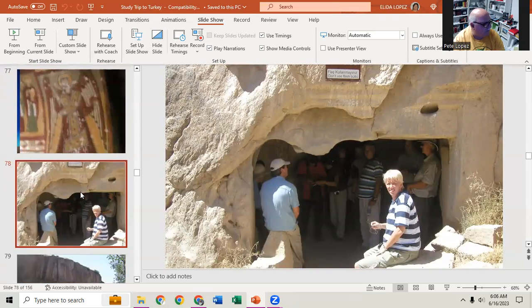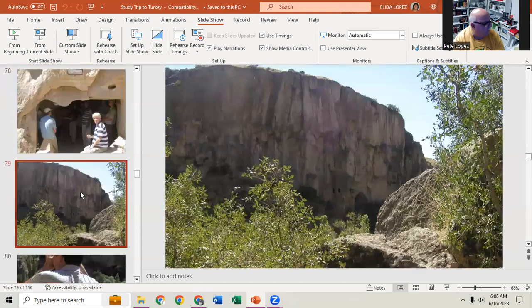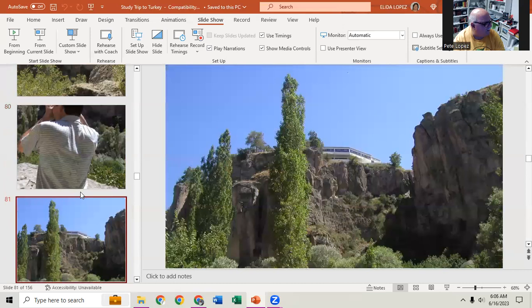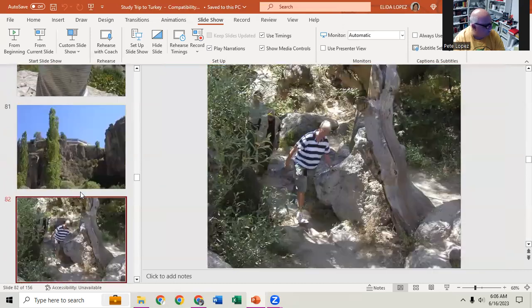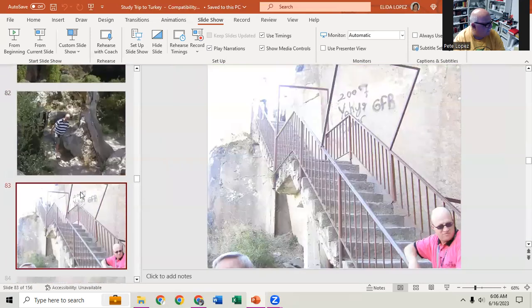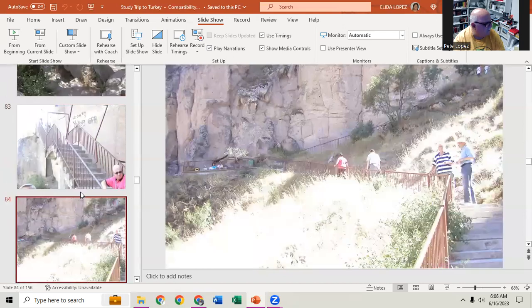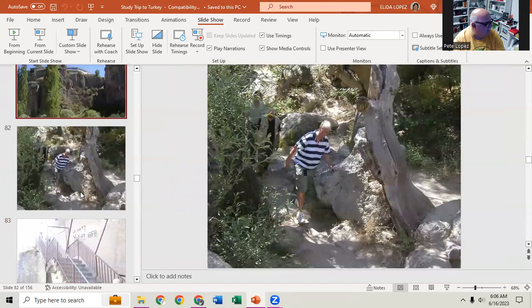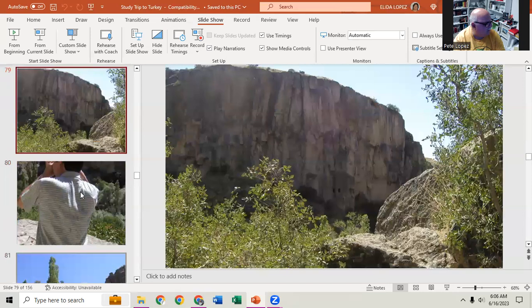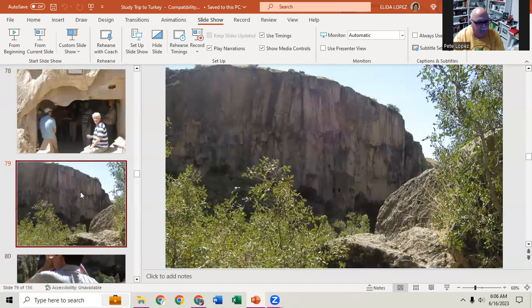This is us gathering in what's one of the entrances. That's the visitor center. Let me back up and leave it right there. A picture of the Alara Valley.